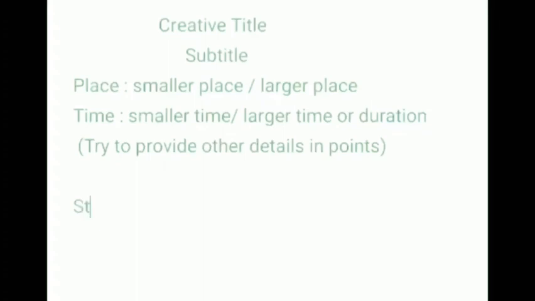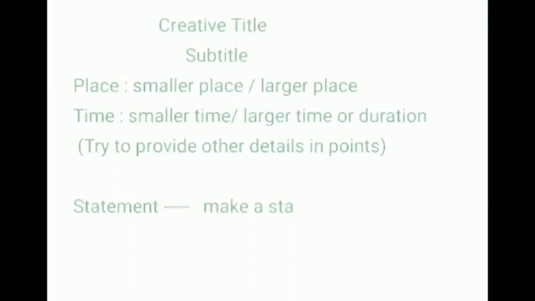So the more points you can add, the better it will be. So try to add at least 3 to 4 points. Ultimately it comes to the statement. The statement will contain one imperative word.